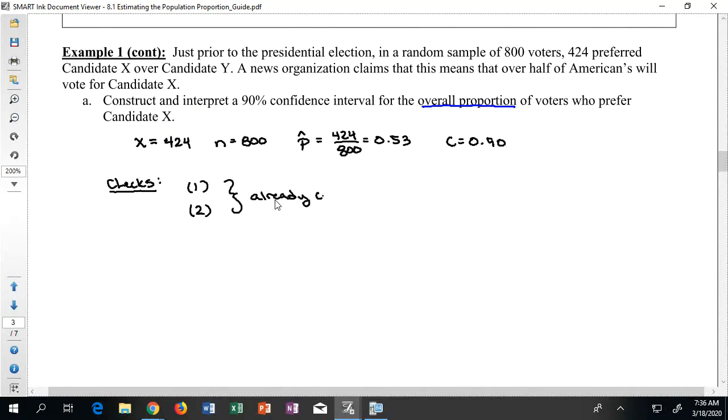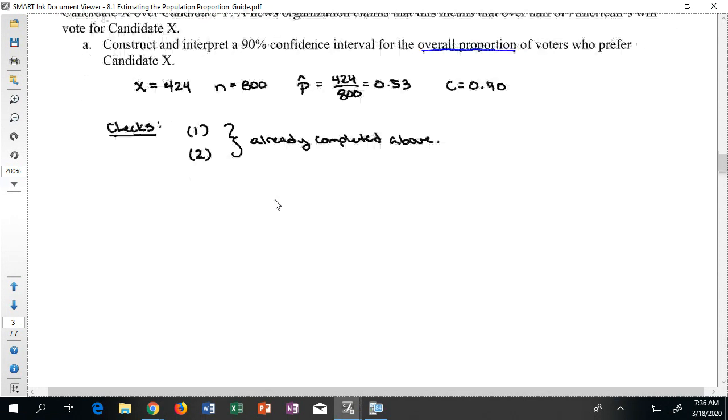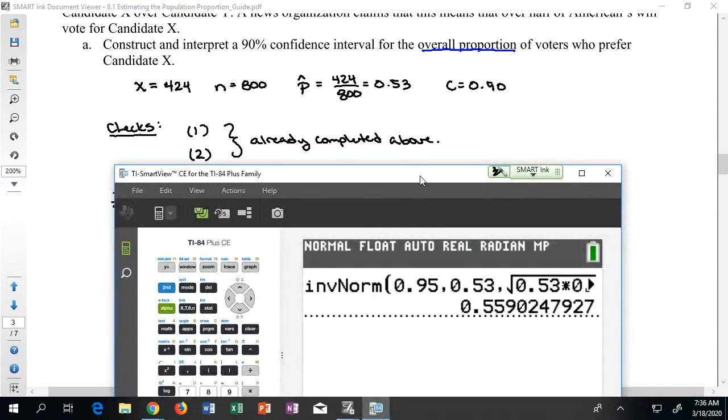So already completed above. You can go back and take a look where we actually did those. We know that both those things actually do check off. So let me show you how I could use the calculator to actually build the interval here. And once I've built the interval, I will try to interpret it. Now, we should already know what the interval is because we computed it in the last video. But now we should be able to confirm that the calculator can get us the same thing.